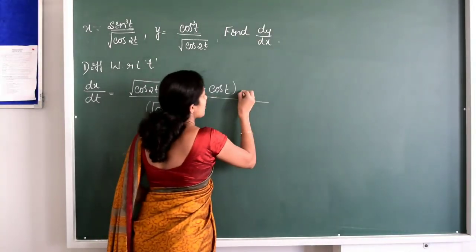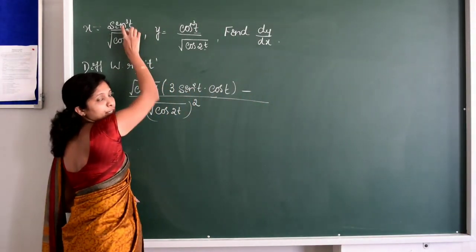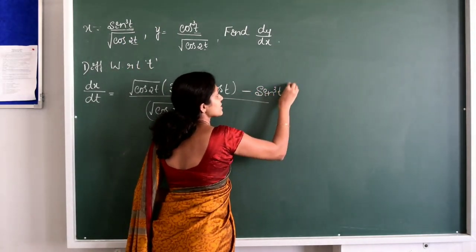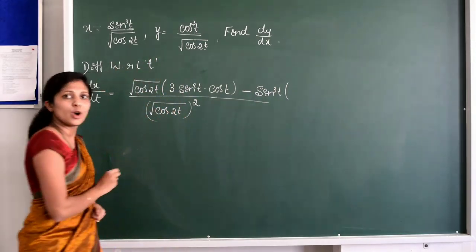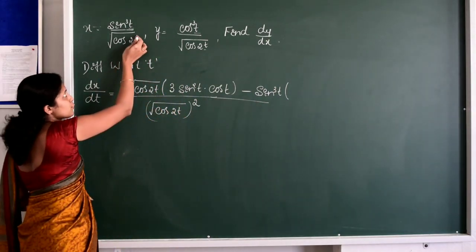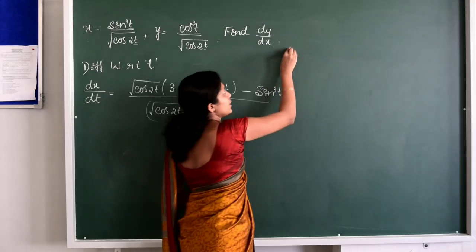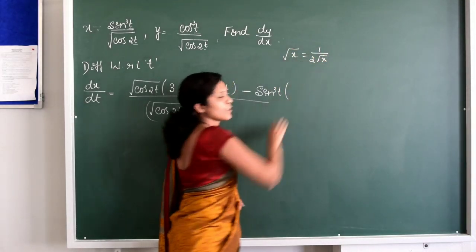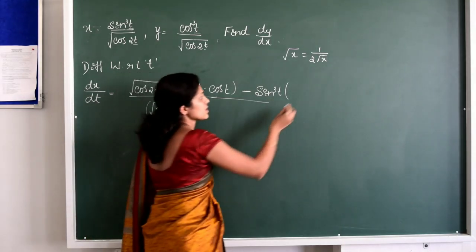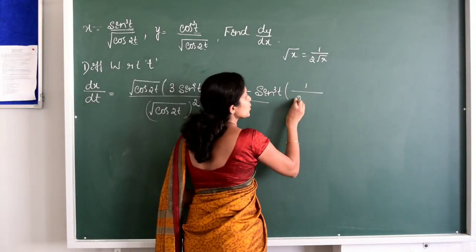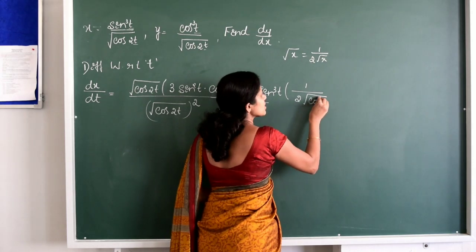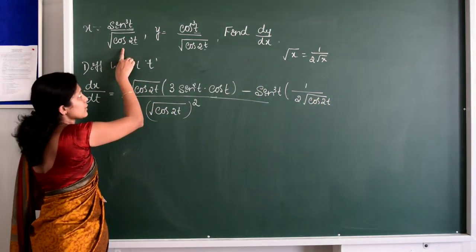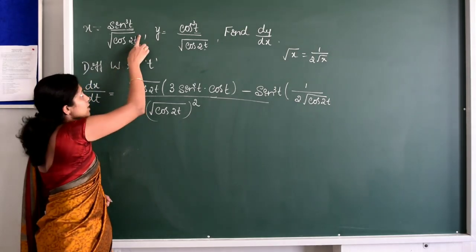So it is minus, I have to write the numerator as it is, that is sin cube t, and derivative of root of cos 2t. So it's of the form root x, right? Derivative of root x will be equal to 1 by 2 root x. But in the place of x here we have cos 2t. So this is now 1 divided by 2 into root of cos 2t, and now we have to differentiate cos 2t in the place of x.